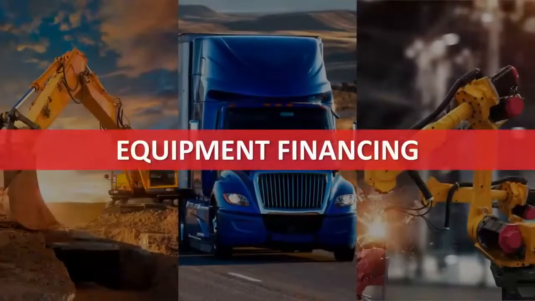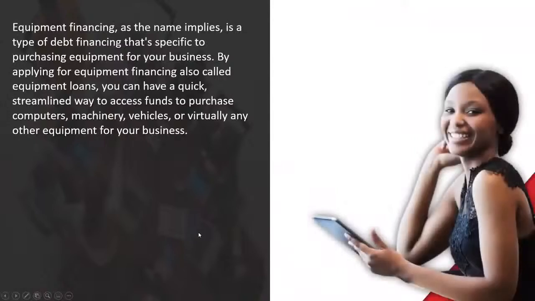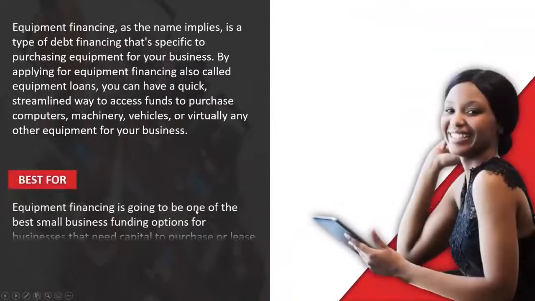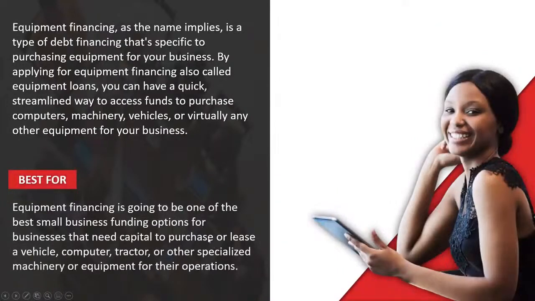Equipment finance, next product. Equipment finance, as the name implies, is a type of business debt finance that is specific to purchasing equipment for a business. Equipment financing is also called equipment loans. You have a quick, streamlined way to access funds to purchase computers, machinery, vehicles, or virtually any other type of equipment. It's best for equipment finance. Equipment finance is going to be one of the best small business funding options for businesses that need to purchase or lease a vehicle, computer, tractor, or specialized machinery.